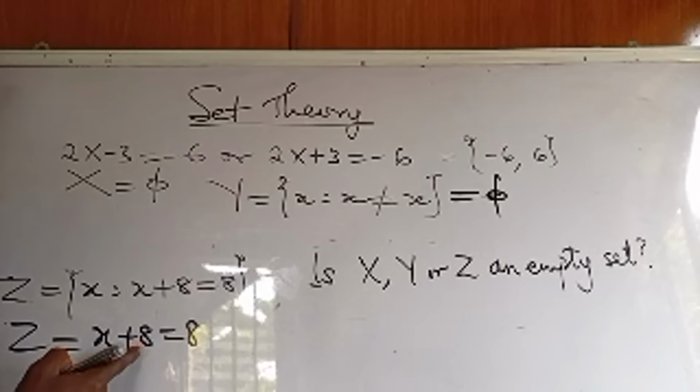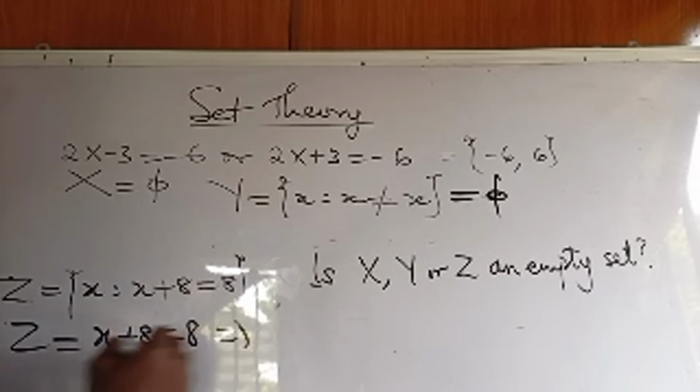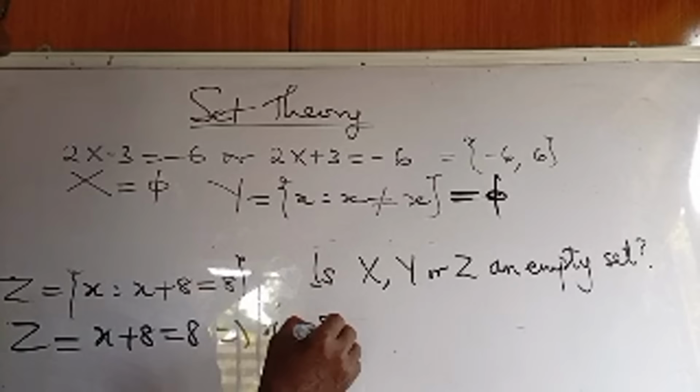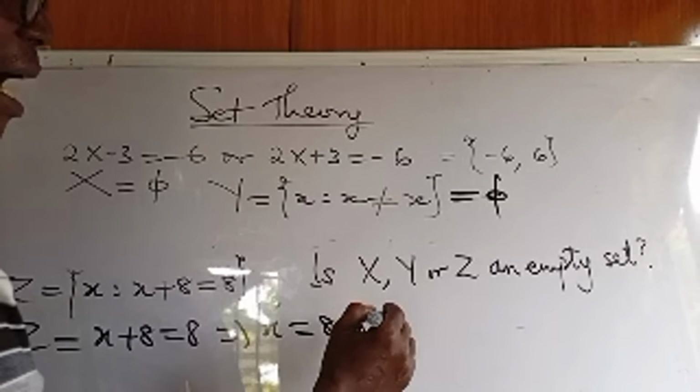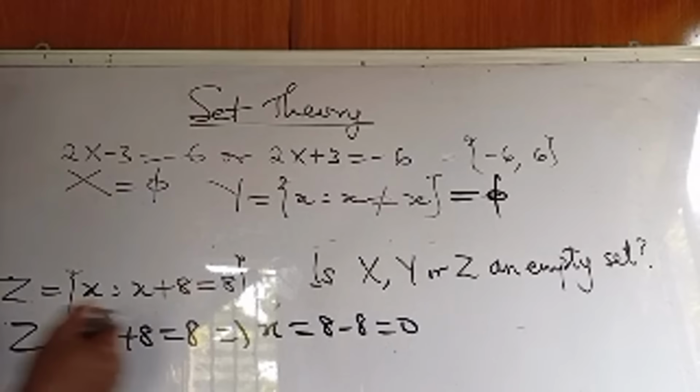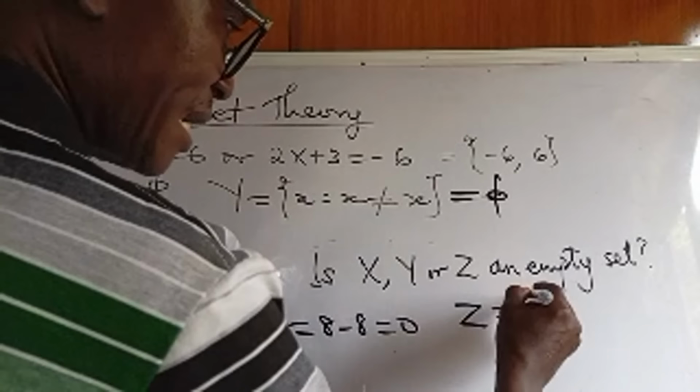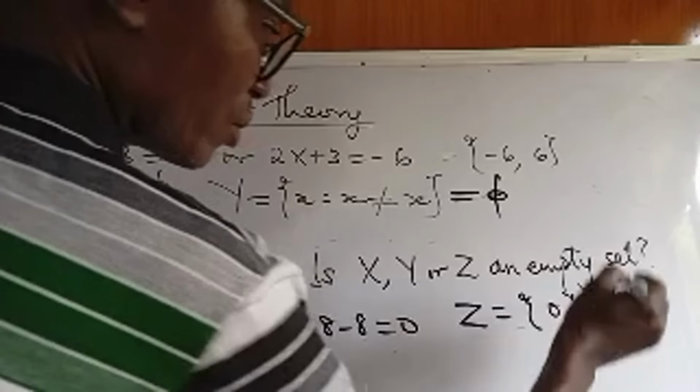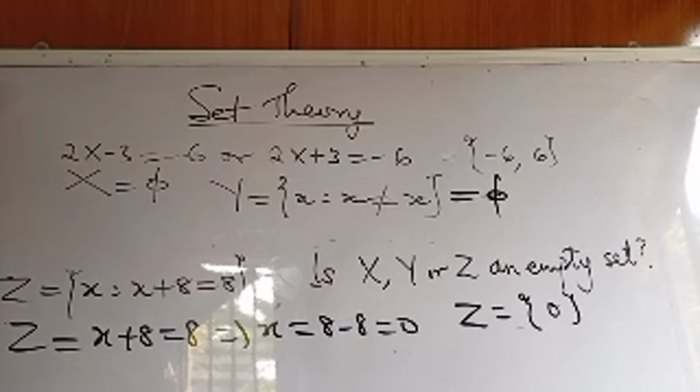If we take 8 to the other side, this will imply X equals 8 minus 8, and that will be 0. So the set Z has element 0. The element in that set is 0, so this is not empty. It is only set Z that is not empty. Other sets are empty.